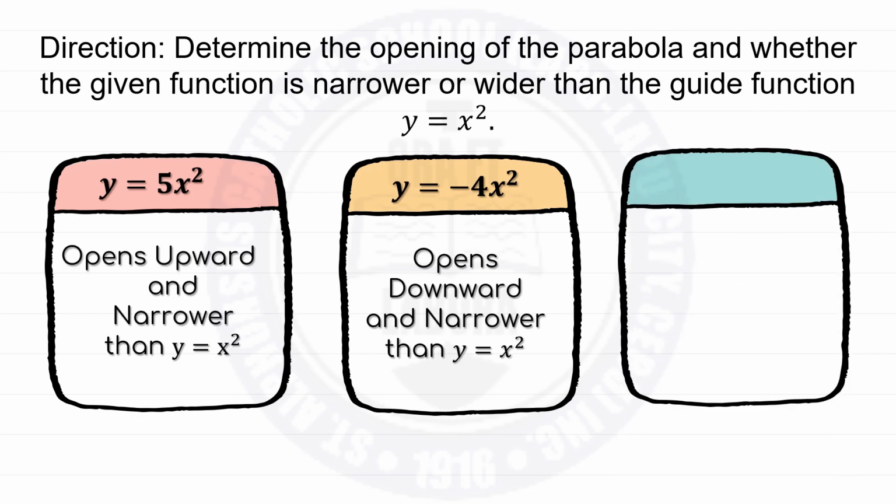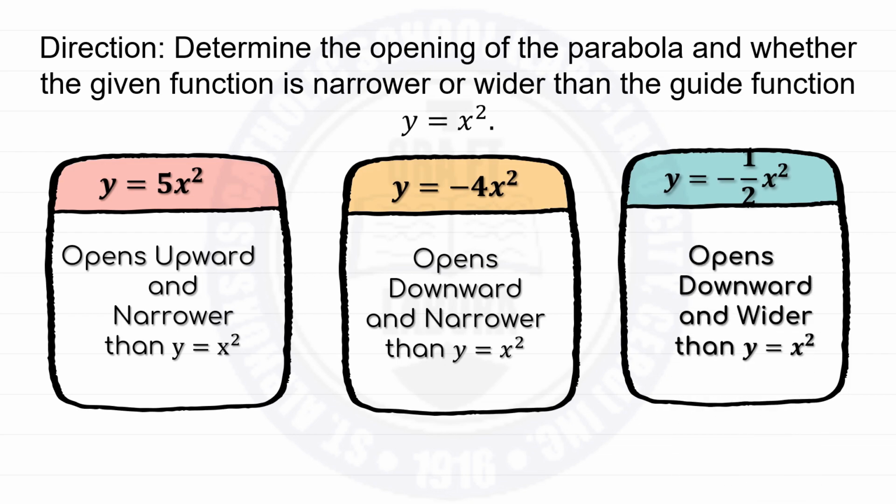Number 3. y equals negative 1/2 x squared. It opens downward because the value of a is negative, and it is wider compared to y equals x squared because the absolute value of negative 1/2 is 1/2 and it is less than 1. So it is wider compared to y equals x squared.